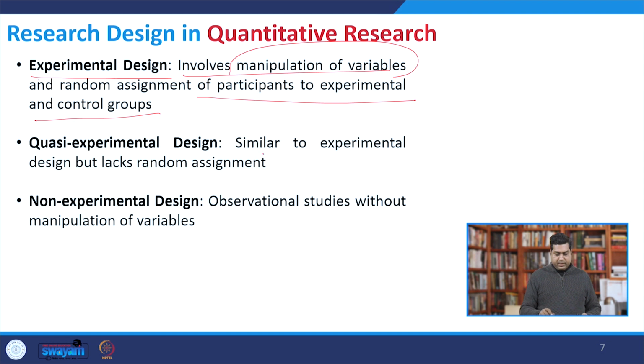Quasi experimental design is similar to experimental design, but it lacks the random assignment. It is not random, so it is just experimenting with the same subjects. Non-experimental design is normally based on observational study without manipulation of variables.